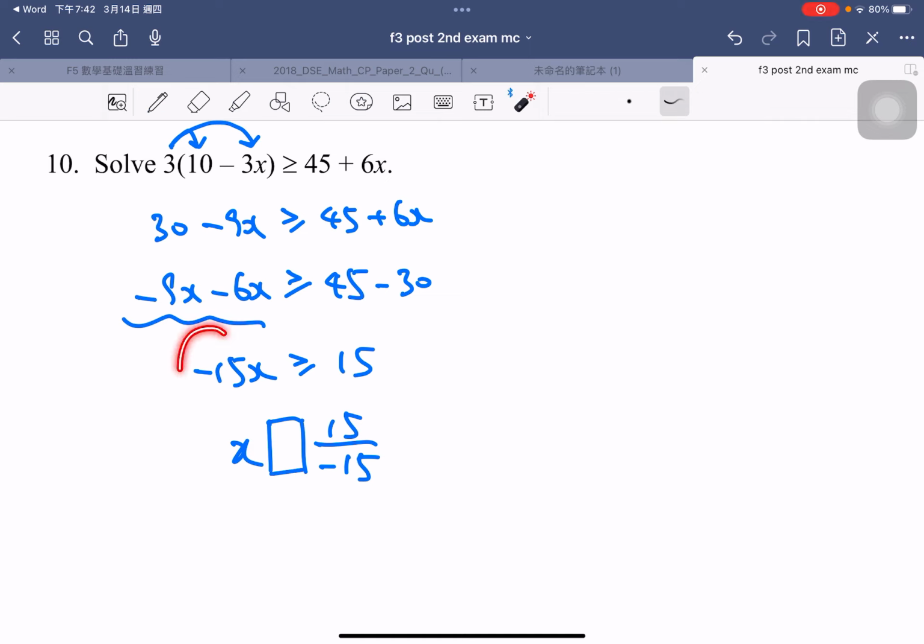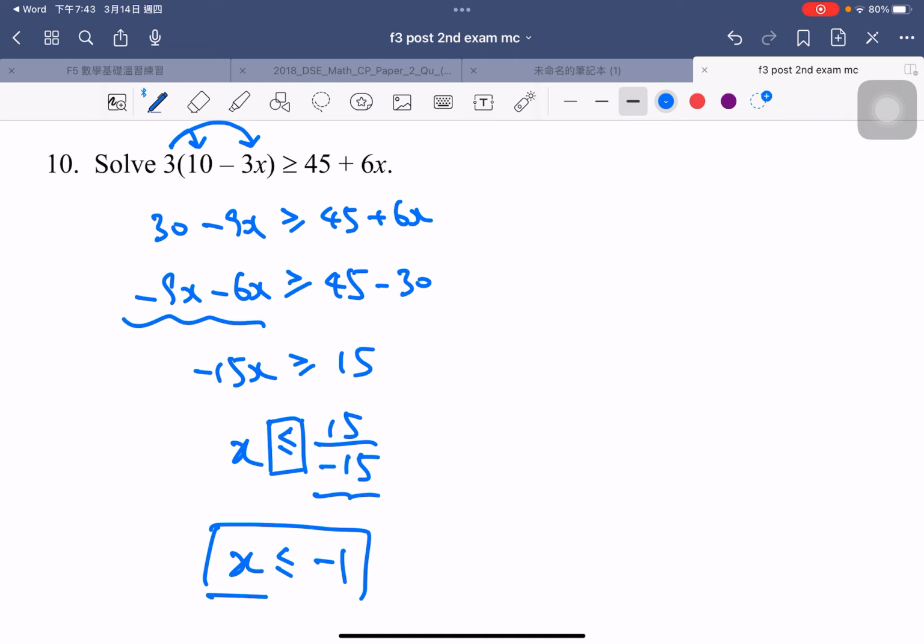Alright, so as we divide by the negatives, that's our root 2, isn't it? So you need to change the sign. When divided by a negative, you have to change the sign. So it's changed to a smaller or equal to. So to simplify this one, we have x is smaller or equal to negative 1. Okay?